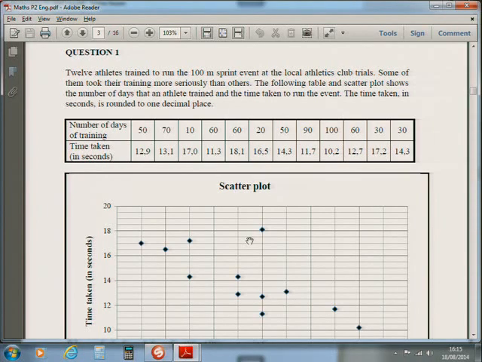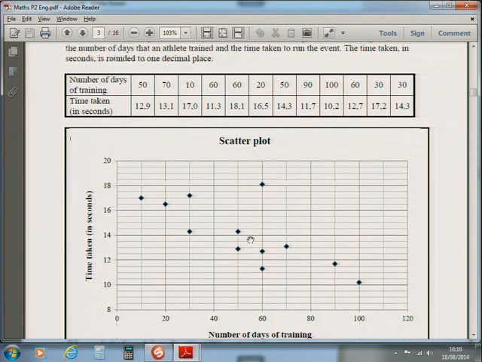But fortunately, in this question, the scatter plot is drawn already. There it is. 70 days, the athlete took 13.1 seconds. 10 days, 17.0. 60 days, and so forth. Look at that. And now, here is the scatter plot drawn. Are we going to draw a scatter plot? No. It is drawn already. Look at that scatter plot.